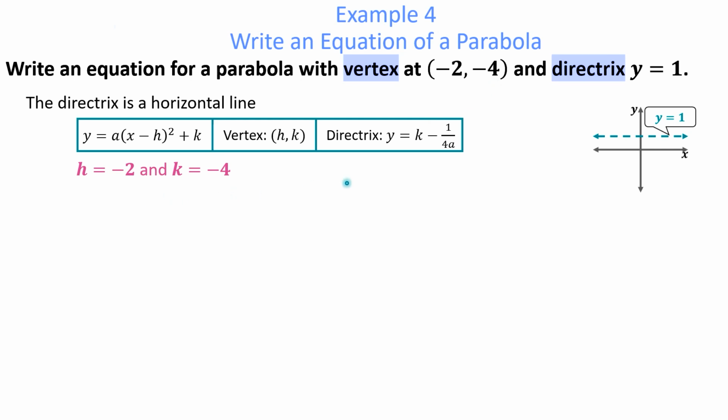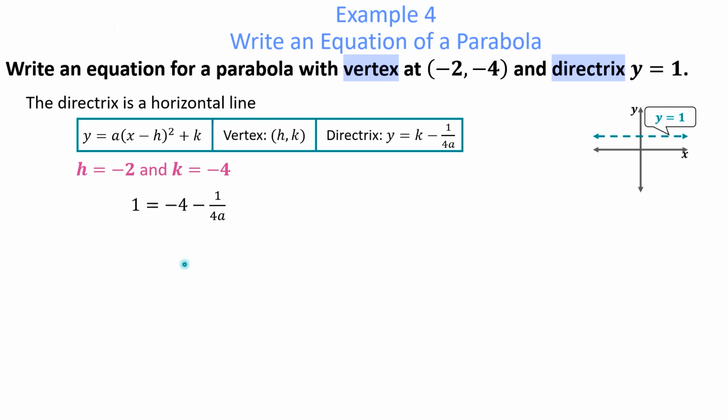Now, looking at the equation, we know what the y value here is. y is equal to 1. This is the equation of the directrix. So we can replace the y with the value of 1 over here. And the k, we know this is -4. So we can substitute for y and k to give us the following, an equation we can solve to find the value of a.